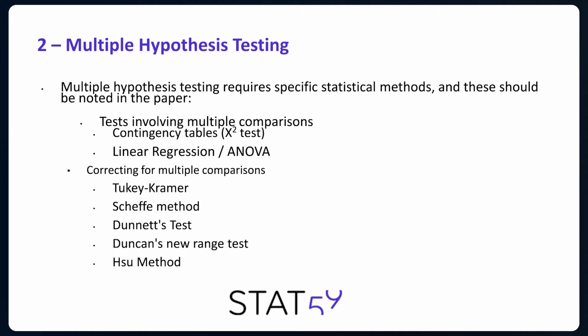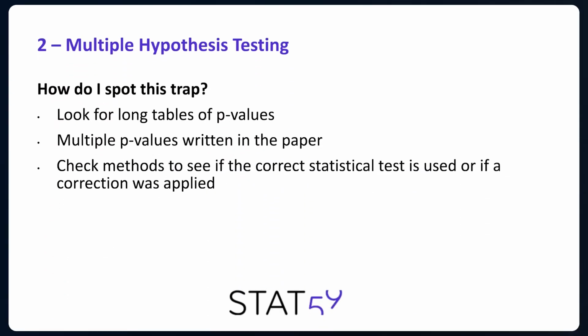So there are a number of tests that involve multiple comparisons inherently. This can be things like chi-square tests and linear regression and ANOVA. These are tests that are designed to look at that kind of testing. There's also ways of correcting for multiple comparisons. And there's a number: the Tukey-Kramer method, the Scheffé method, the Dunnett's test, Duncan's new multiple range test, and then my favorite, the Sioux method. All of these are ways of mathematically correcting for that multiple hypothesis testing.